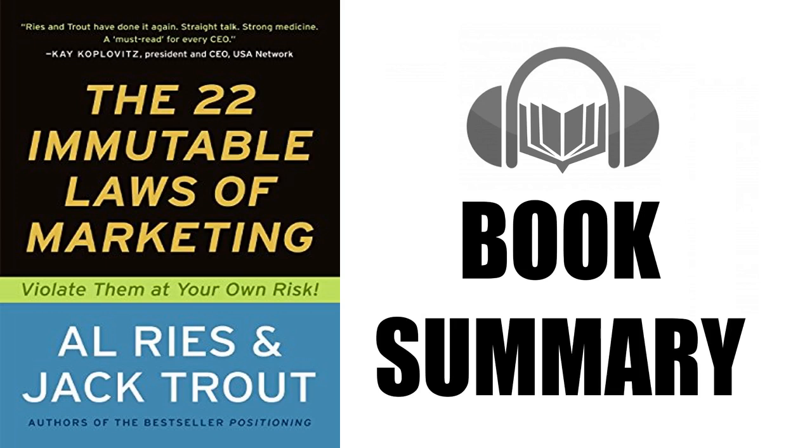Al Ries and Jack Trout's book, The 22 Immutable Laws of Marketing, is a marketing classic. The 22 Immutable Laws of Marketing, a synopsis. The law of leadership. The law of categories. The law of the mind. The law of perception. The law of focus. The law of exclusivity. The law of the ladder.